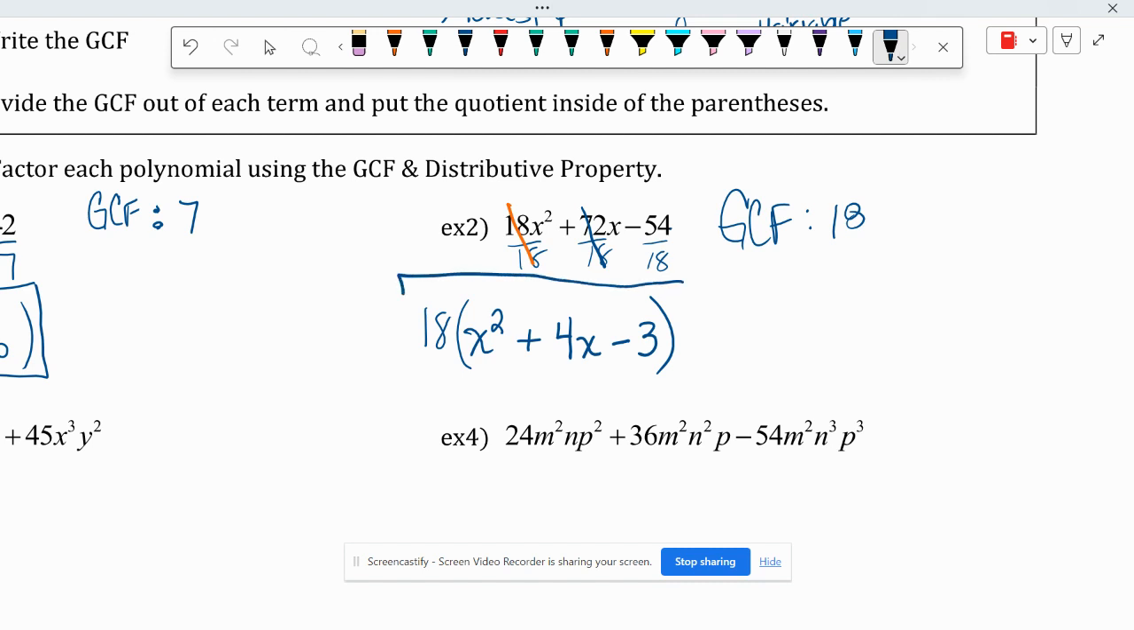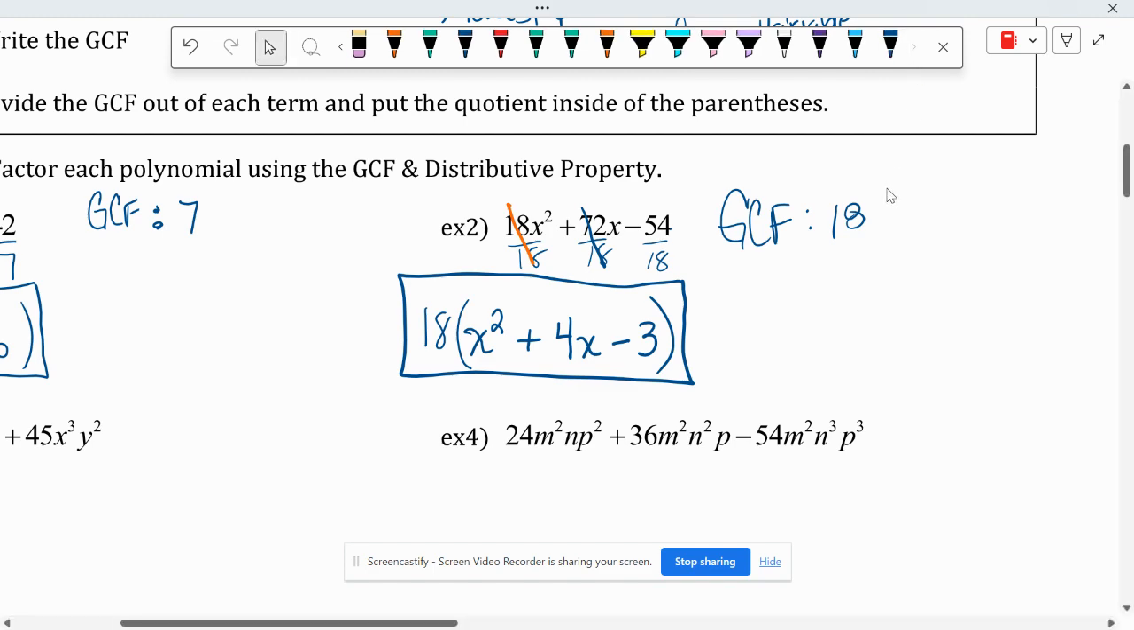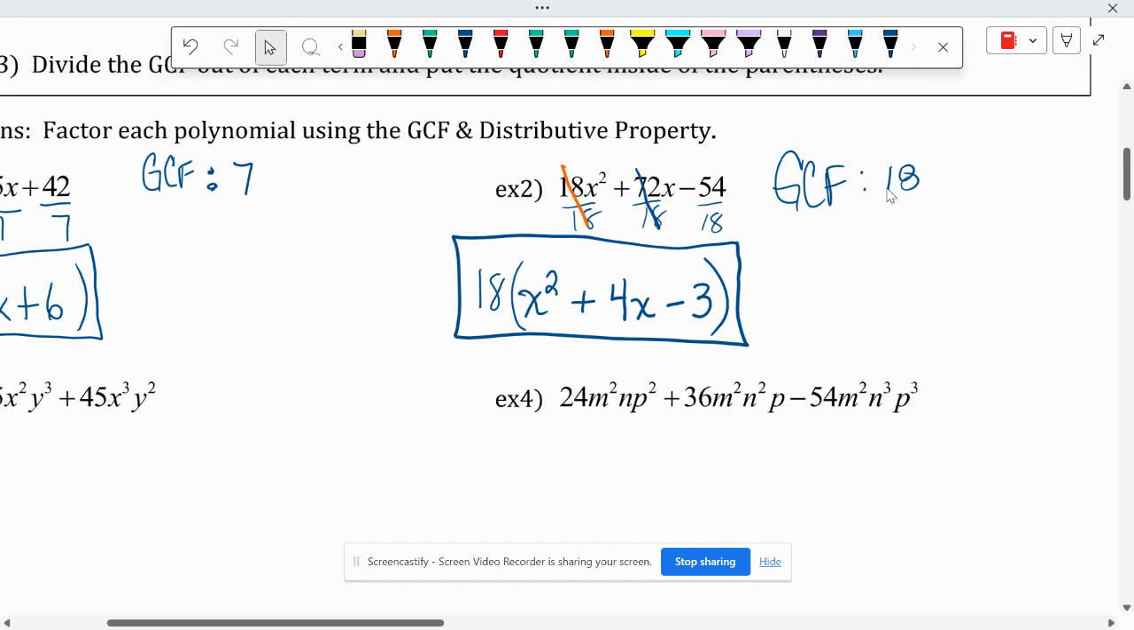So this is what it looks like after you factor out a GCF of 18. And I will allow you to use your times tables on your test. Even though you get a calculator, I just still think that this is kind of a good visual for that, okay? Let's go to the next one.